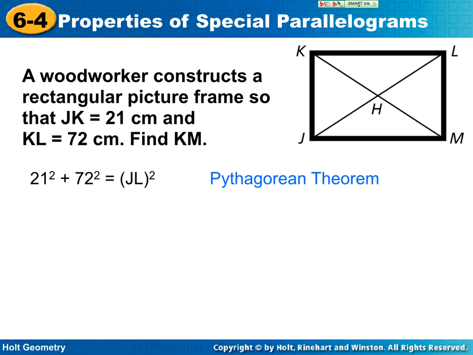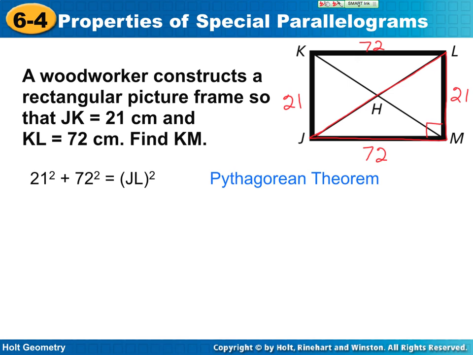So if I mark in this 90-degree angle, I'm going to concentrate on the triangle that is JLM. JK was 21, so LM is 21. Opposite sides of a parallelogram are congruent. KL was 72, and JM is 72. Maybe I should have highlighted triangle KJL. It would be the same idea.